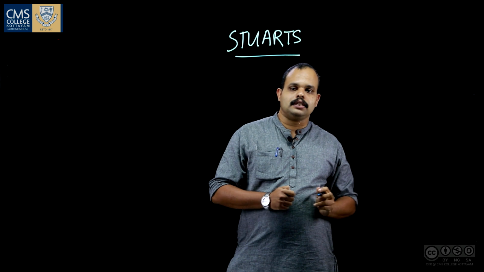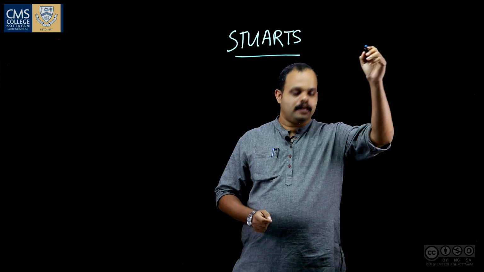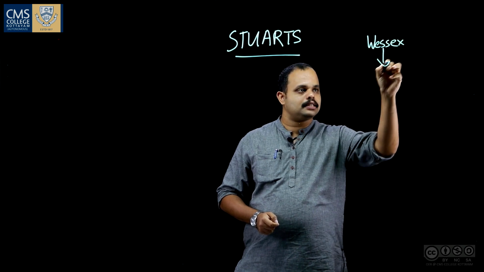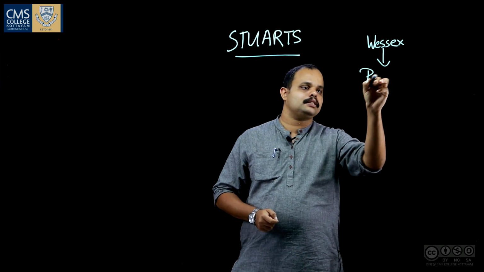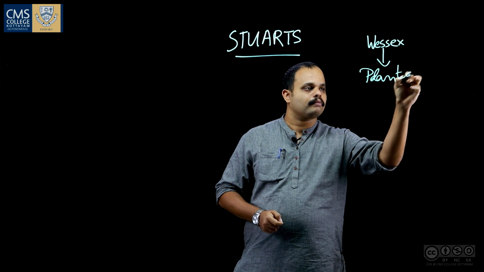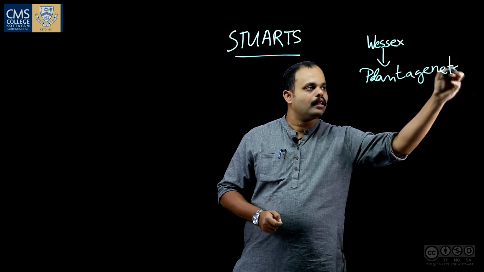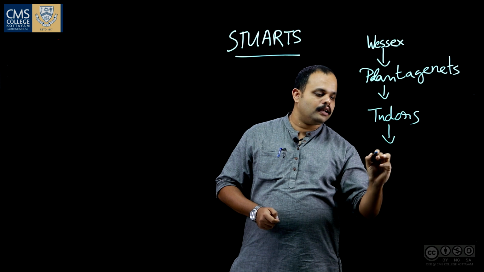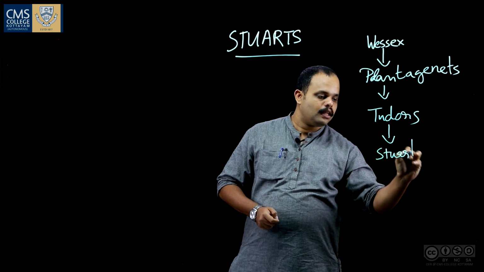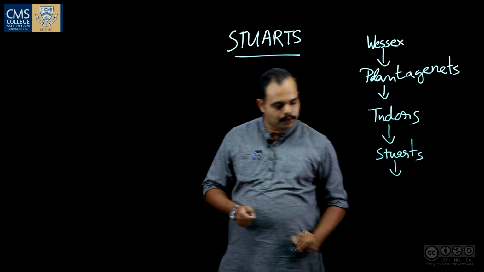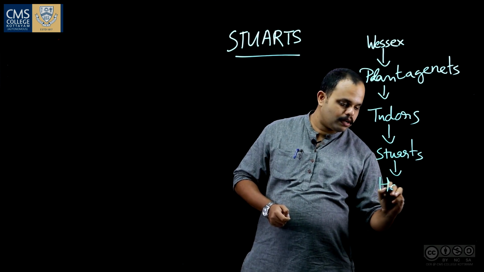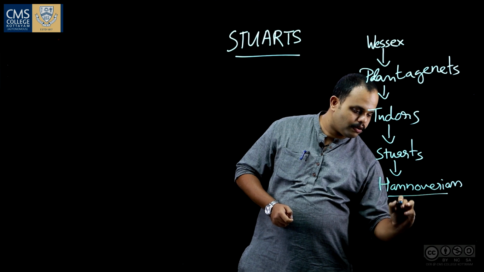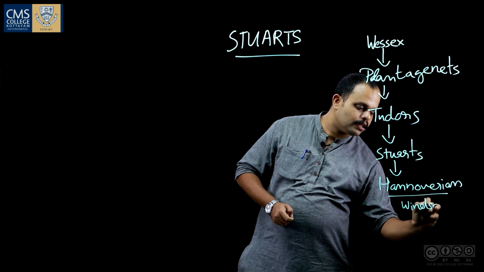Now, the House of Stewards can be traced back from the Anglo-Saxon period. We can understand that they start their houses from the House of Wessex. They have relatives in the House of Plantagenets. Their cousins were Tudors. And here we have the Stuarts. The present generation of the British kings, the Hanoverians or the German or the House of Windsor, also are distant relatives of the House of Stewards.